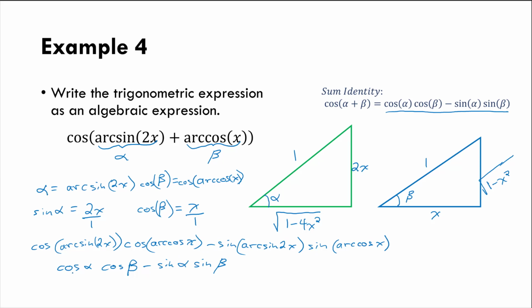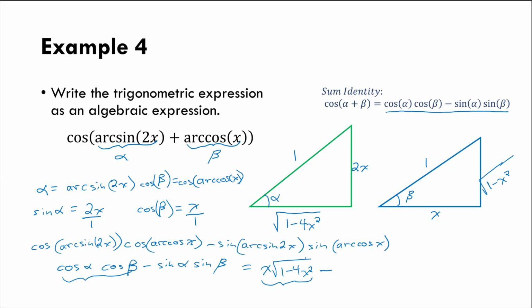So now I understand what cosine of alpha is. Cosine of alpha is just going to be this square root of 1 minus 4x squared over 1. I'm not going to write in the over 1, but that's over 1 since that's my hypotenuse. And then the cosine of beta is going to be x over 1, so I'm just going to put an x out here in front of my square root. So this term equates to this right here algebraically.